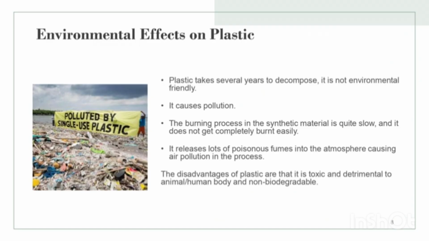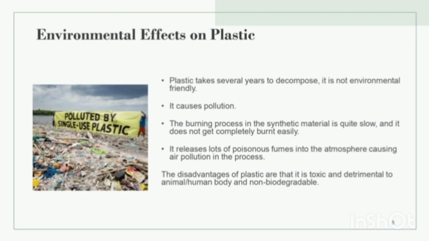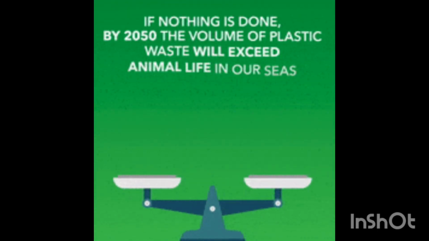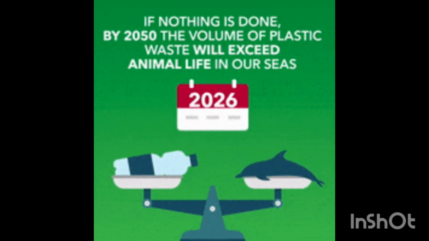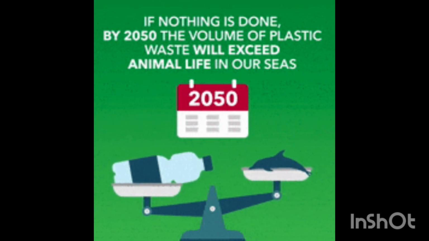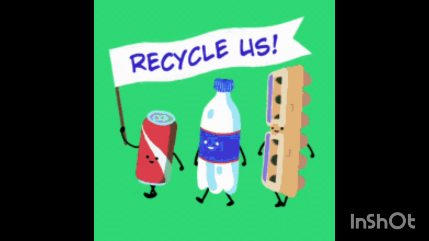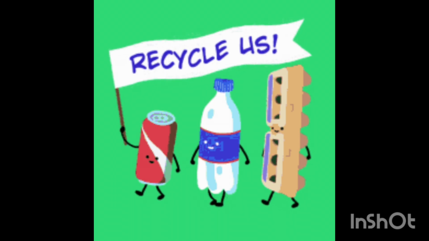Environmental effects of plastic. Plastics take several years to decompose. It is not environmentally friendly. It causes pollution. The burning process of synthetic material is quite slow and it doesn't get completely burnt easily. It releases lots of poisonous fumes into the atmosphere, causing air pollution. And also the disadvantages of plastic are that it is toxic and detrimental to animal or human bodies, and it is non-biodegradable.